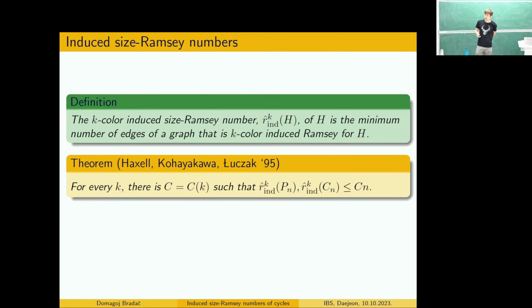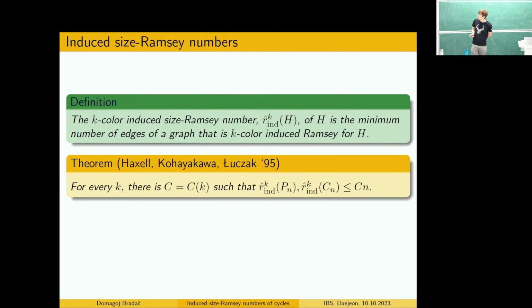So, as I mentioned, for cycles, Haxell, Kohayakawa, and Łuczak in fact proved that the induced size-Ramsey number of cycles is linear in their number of vertices. So to be more precise, for every k, which is the number of colors, there is some constant c, which depends on the number of colors k, such that the induced size-Ramsey number of a cycle of length n is at most c times n. And of course, this translates to the same bound for the path on n vertices.